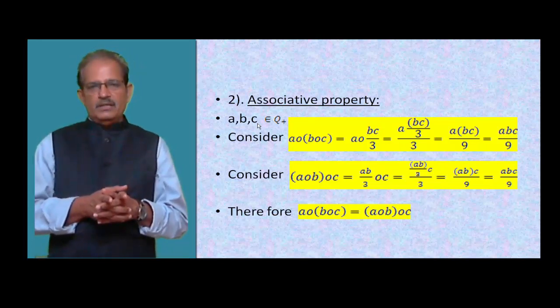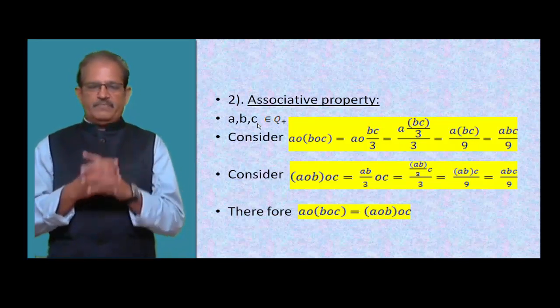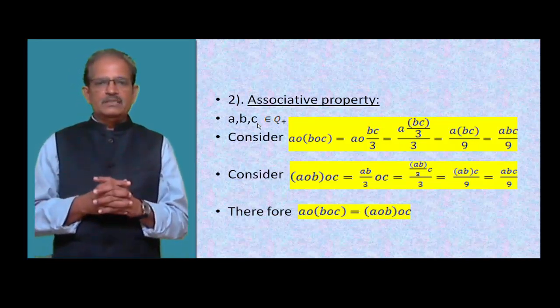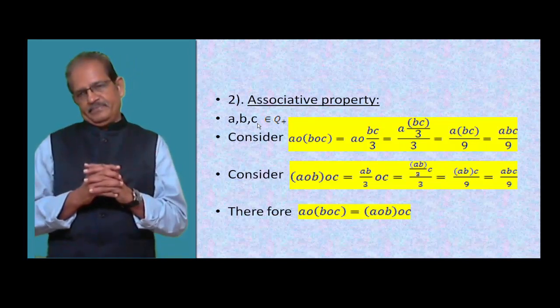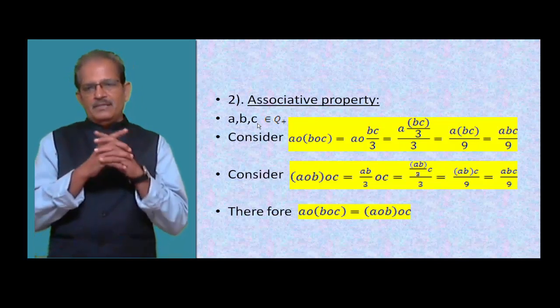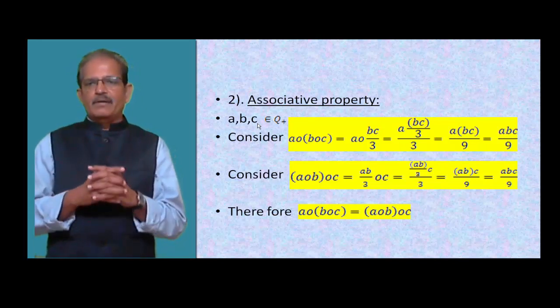AOB by definition is AB by 3. So (AOB)OC is equal to AB by 3 OC, which is equal to AB by 3 times C by 3. So that is ABC by 9. It finally is ABC by 9.